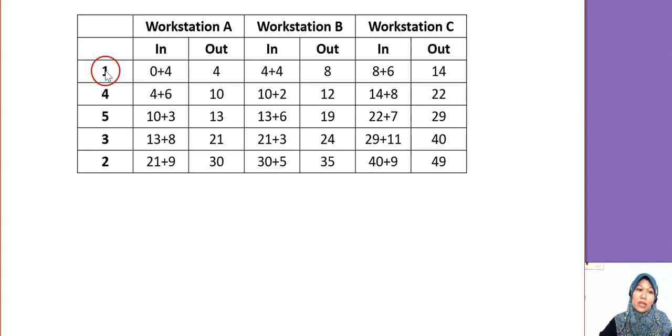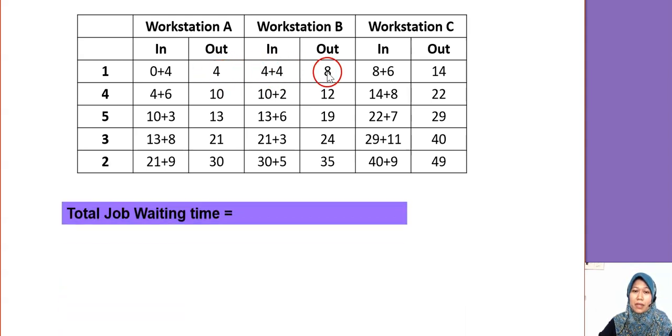Okay, so we look at job 1. So we look at the out and in between machines. So 4 and 4, okay, 8 and 8. So there's no waiting time for job 1. For job 4, we look at 10 and 10. Oh, oops, there's 12 and 14. So there's a job waiting time here. So 14 minus 12.